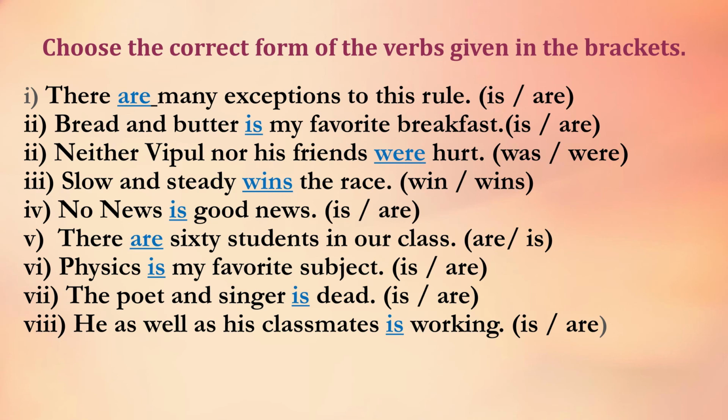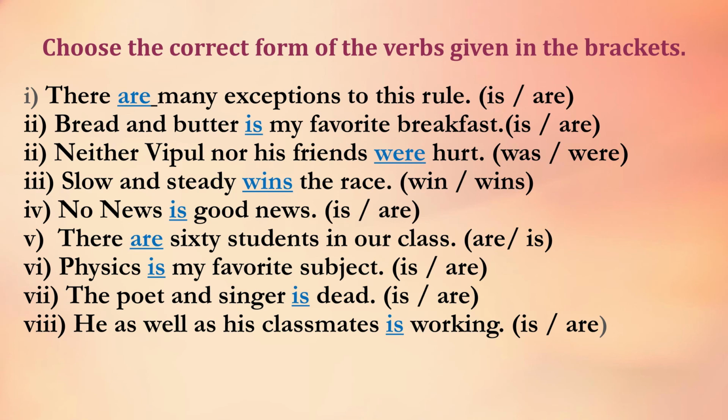Fourth one, no news is good news. So here it looks like plural, but it is a singular subject. So we will use the singular verb, is. Fifth, there are 60 students in our class. Here the verb is placed after the subject. The verb needs to agree with the subject, not there. And the subject is students. That's why we have used the plural verb.